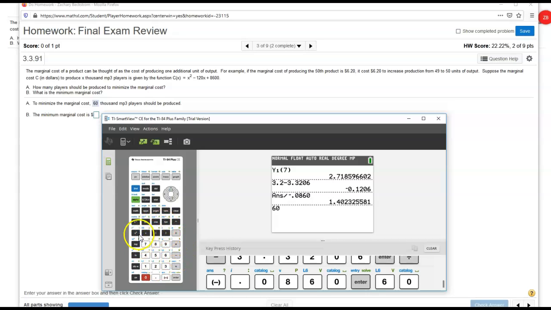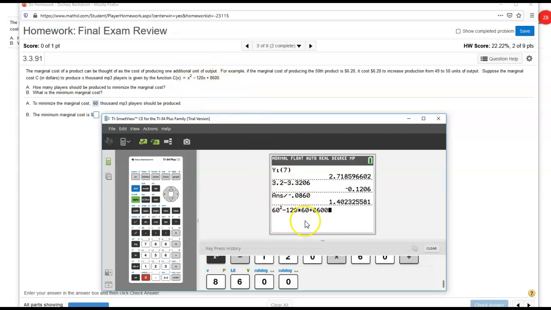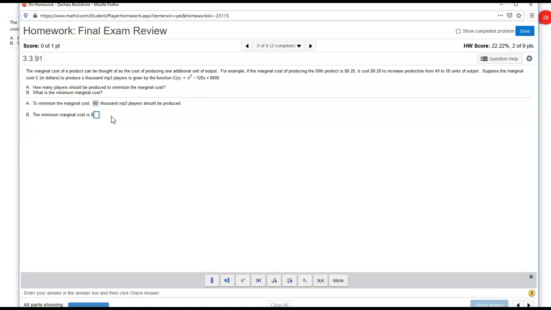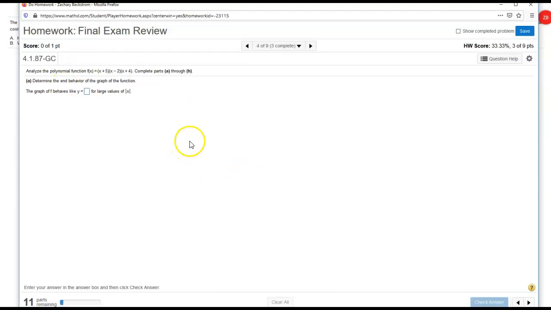So that would be 60 squared minus 120 times 60 plus 8600. So all I did was take the quadratic that was given and put in the 60, which is the x value in order to minimize the cost, and I get 5,000. So the marginal cost is 5,000. Not too hard, as long as you don't mess up the formula like I did.